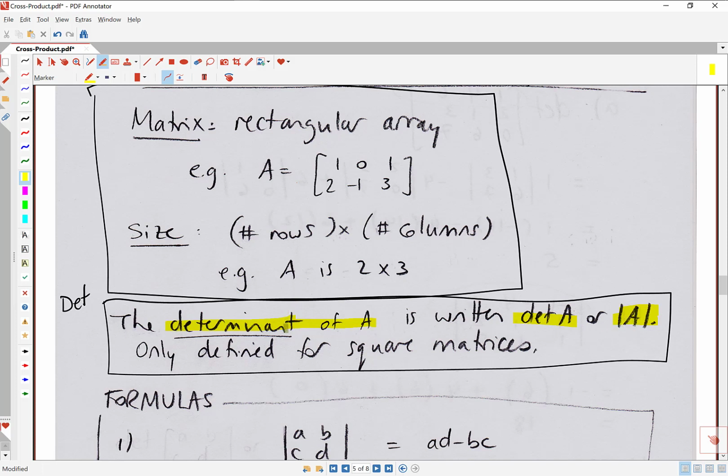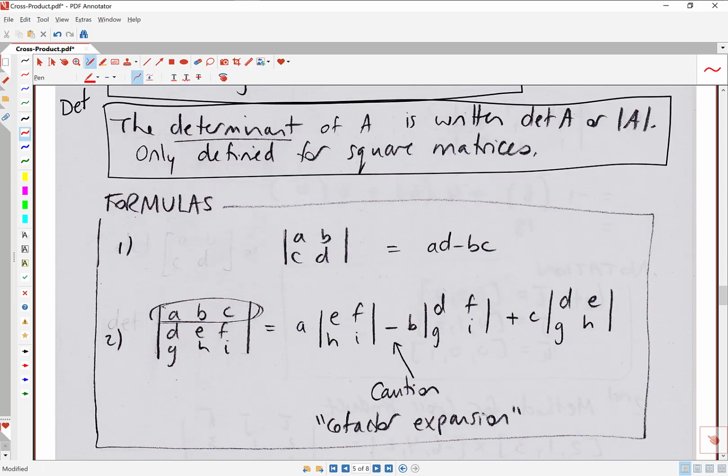And it's only defined for square matrices. So when we say square matrices, we mean matrices that have the same number of rows as columns. So we can calculate the determinant of a 2 by 2 matrix or a 3 by 3 matrix, etc. So formulas for calculating the determinant of a matrix. We really need two formulas, one for a 2 by 2 matrix and one for a 3 by 3 matrix.